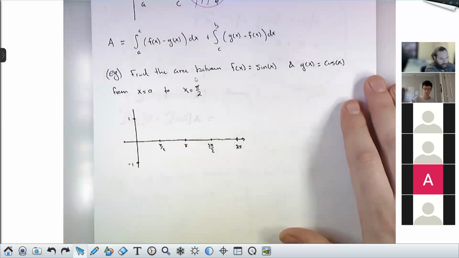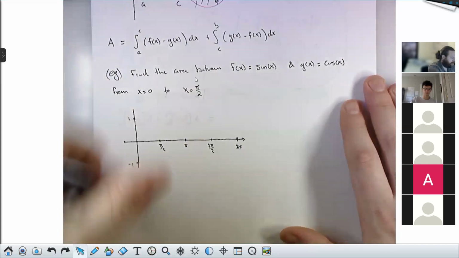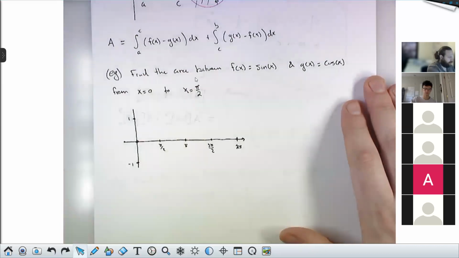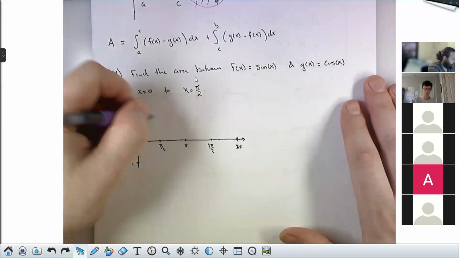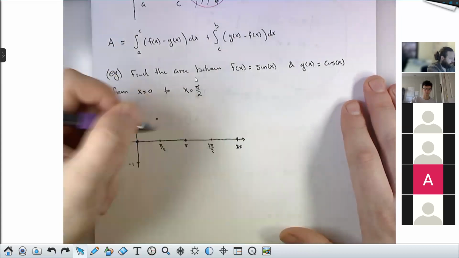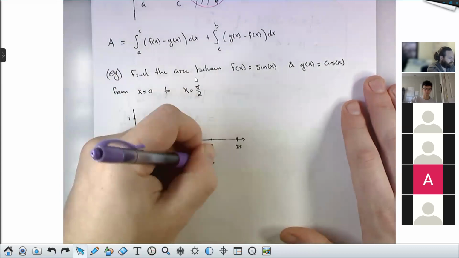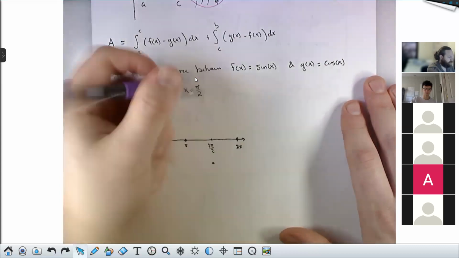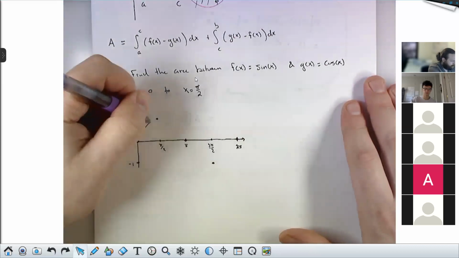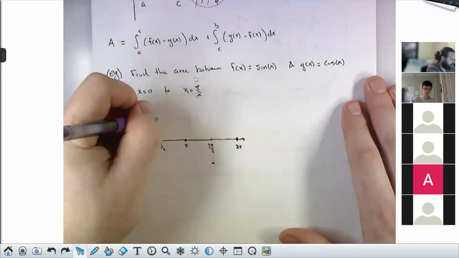The sine curve starts at its equilibrium point and goes up to a max at a quarter period, back to the equilibrium at a half period, down to a min at 3/4 period, and back to the equilibrium at the full period. So in purple here, I am drawing the function sine x.